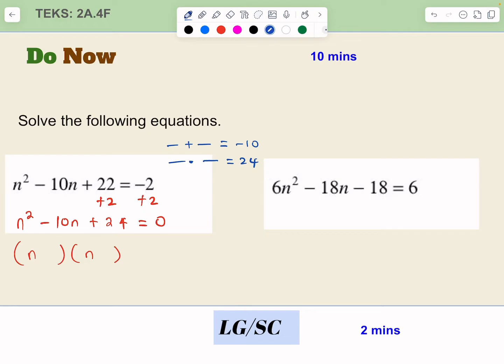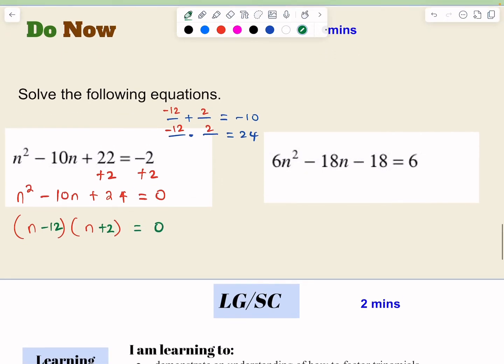And what are those numbers? Now I know those numbers will be -12 and 2. So -12 plus 2 is going to give me -10, which means the factors I'm looking for are n minus 12 and n plus 2, and this should be equal to 0. And now, looking at the zero property that we talked about in the last class, n minus 12 should be equal to 0, or n plus 2 should be equal to 0.